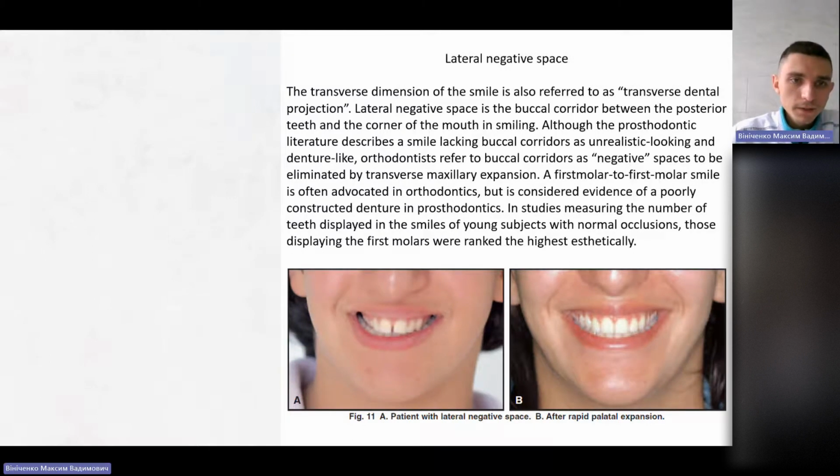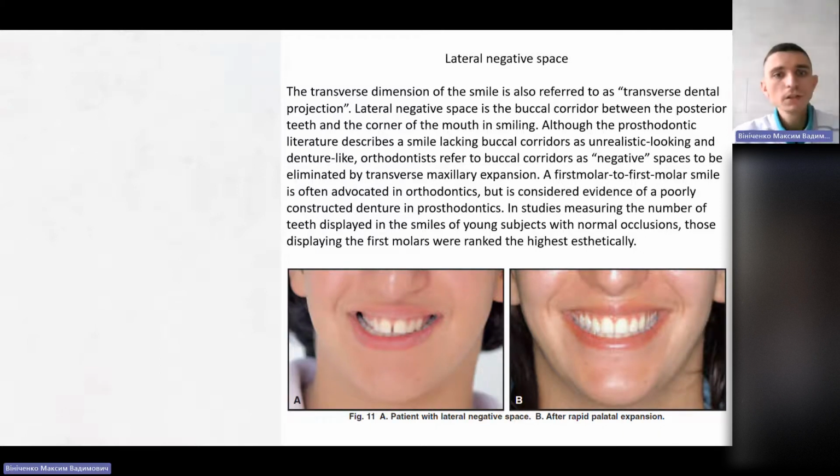Lateral negative spaces. The transverse dimension of the smile is also referred to as the transverse dental projection. Lateral negative space is the buccal corridor between the posterior teeth and the corner of the mouth in smiling. Although the prosthodontic literature describes a smile lacking buccal corridors as unrealistic looking and denture-like, orthodontists refer to buccal corridors as negative spaces to be eliminated by transverse maxillary expansion.